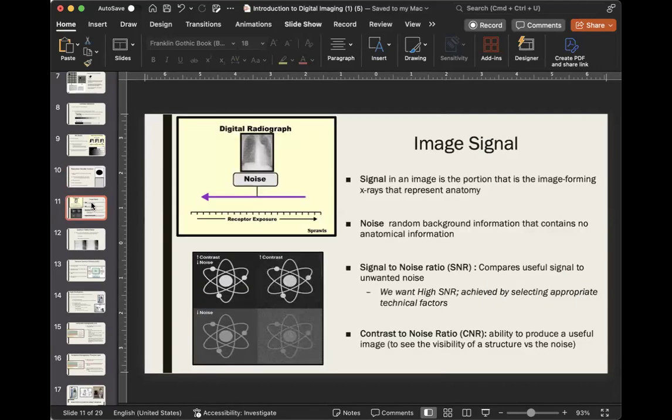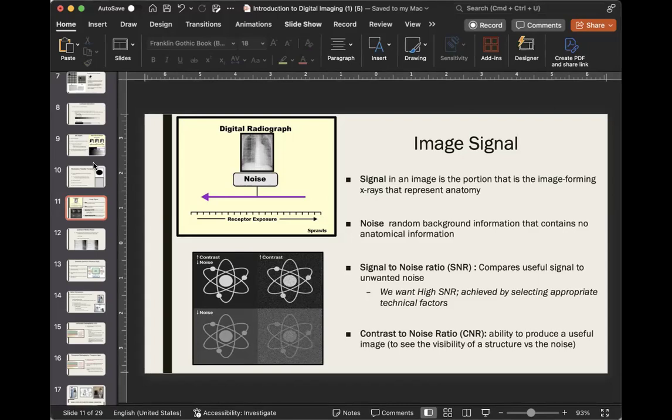With image signal, the way I talk about it, signal itself is the image portion that we are trying to establish, okay? Noise is that random information that contains no anatomical information. And so there's a term that comes out that's signal to noise ratio, and it's just how it sounds. The signal compared to the unwanted noise. And so when you think about it, we obviously want high signal to noise ratio. And so that's achieved by selecting appropriate technical factors.